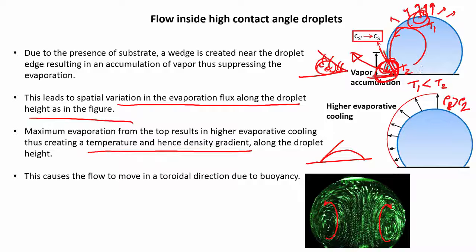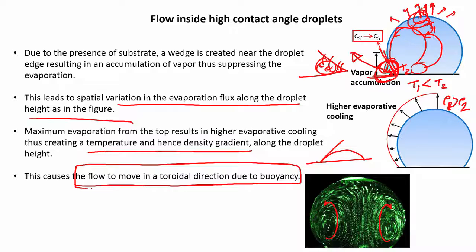Because of that, here it is a lighter fluid, here it is a denser fluid, and immediately it follows that recirculation pattern. This causes the flow to go in a toroidal direction due to buoyancy. As you can see in this picture, it is very clearly evident that that is what happens.